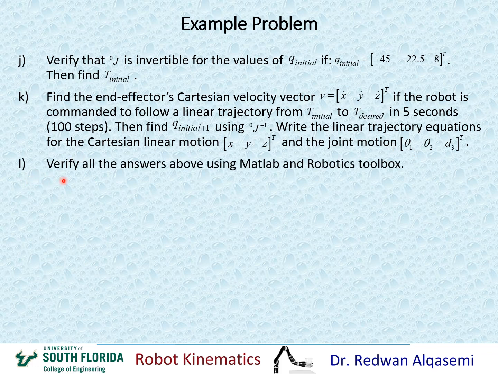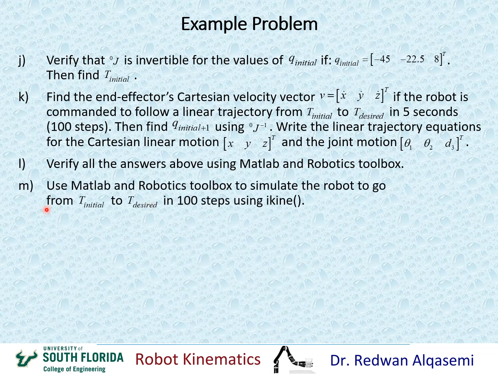Now part L, verify all the answers above using Matlab and Robotics toolbox. So we need to repeat all these problems using Matlab to verify our answers. And then part M, use Matlab and Robotics toolbox to simulate the robot to go from t initial to t desired in 100 steps using iKine. So here we are going to do a simulation and see how we can go from t initial to t desired in 100 steps. All right, now we're going to talk about the solution in the next slide.